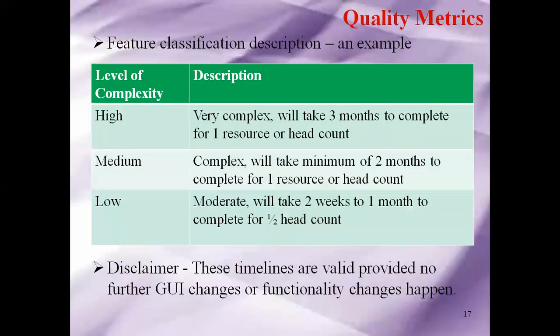So the timelines are valid. Again here, this is one more. If it is very complex, and I'm just giving you some ballpark figures, it will take 3 months to complete for one resource or head count. This is also because I told you that resources was one of the constraints in the triangle, the black one, when you had a star, right? So I also have to define the resources. When I define the resources, I'm saying it is very complex, so it will take 3 months for that particular person to complete it. One resource or one head count will take me 3 months. Similarly, for complexity medium, it will take a minimum of 2 months to complete for one resource or head count.